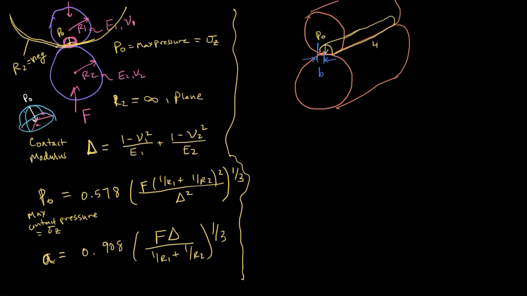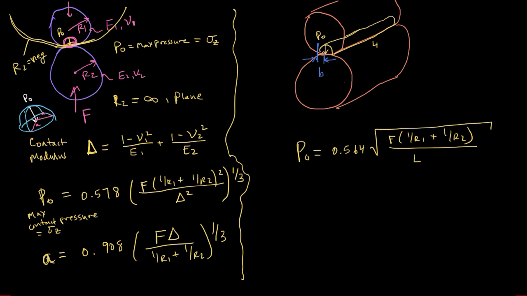We have another expression as well for the two parallel cylinders, and that expression is for P naught, and that's the max pressure at the middle of this pressure profile, and it is 0.564 times the square root of F times 1 over R1 plus 1 over R2 divided by the length of contact, that's this L here. So that's this length of contact from here to here. That's L.